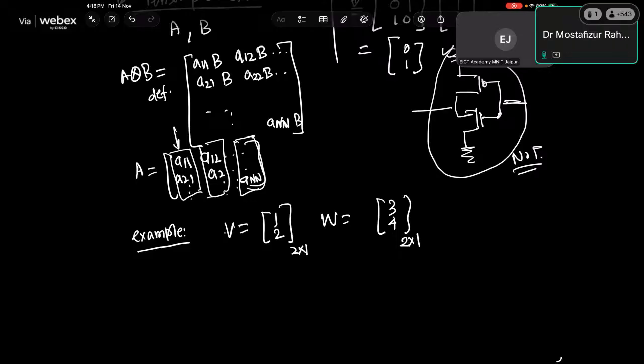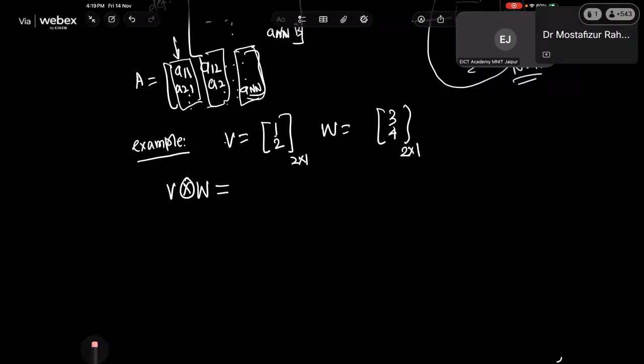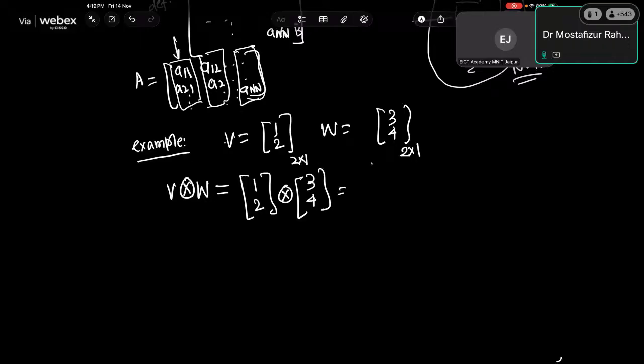Now let's do the tensor product, right? V tensor product w equals to, by definition, it is (1, 2) tensor product (3, 4), right? So 1 times 3, 1 times 4, 2 times 3, 2 times 4, right? Just simply define this way. I hope it is not that difficult, right? And the answer is 3, 4, 6 and 8, right?